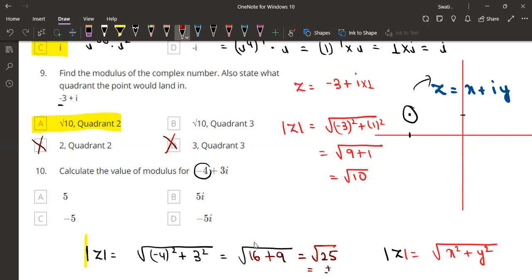If you simplify root over 25, it will become plus or minus 5. Here they have not given 5 and minus 5 together, so we can see that there are two answers which are correct, that is 5 and minus 5, both. Both are correct.